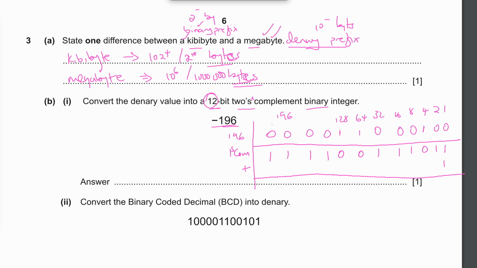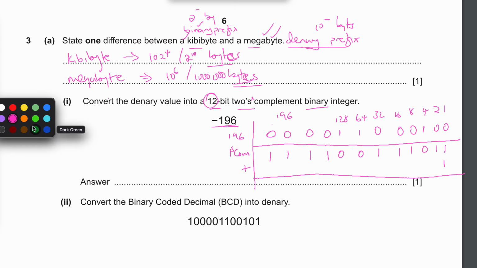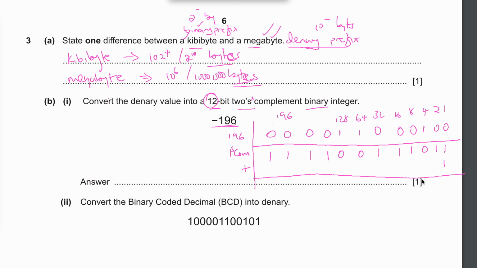So my solution is going to come through like this. I will take 1 plus 1, that's going to be 0, carry 1. 1 plus 1, that's going to be 0, carry 1. 0 plus 1, that's going to be 1. Everything else comes as is: 1, 1, 1, 0, 0, 1, 1, 1, 1. This now becomes my answer in 12-bit: 1, 2, 3, 4, 5, 6, 7, 8, 9, 10, 11, 12. This becomes my answer.